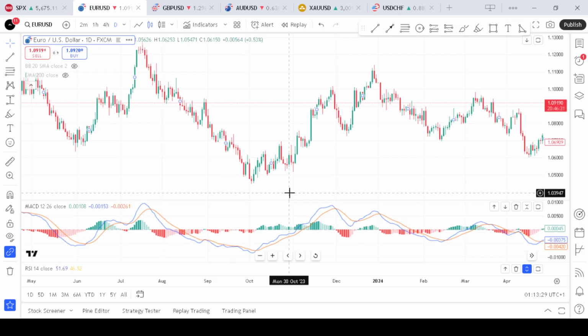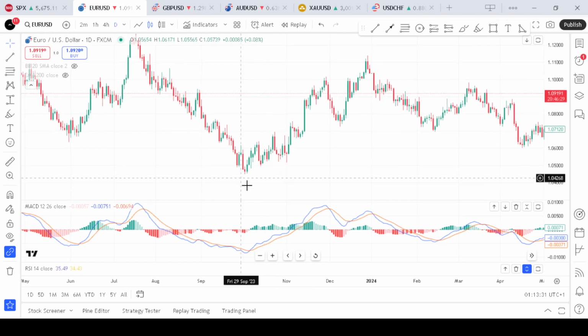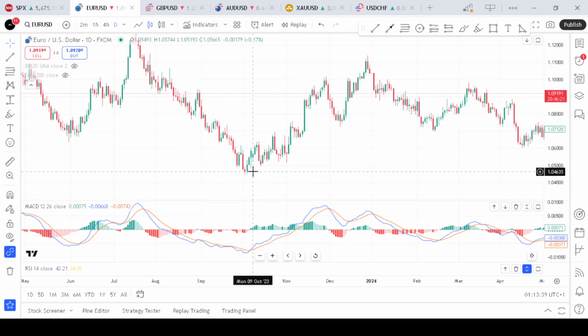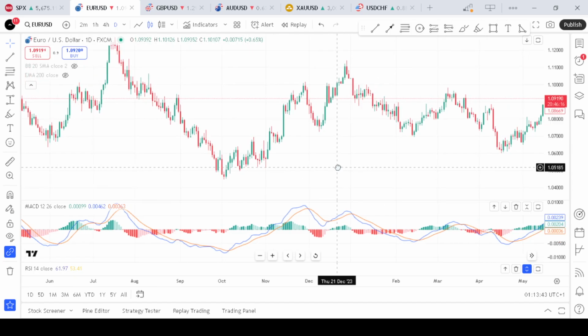So let's spot what we are talking about. If we can see at this point, market is going higher, but instead of seeing a higher... okay, let's look for a good example. Okay, this is a perfect example.